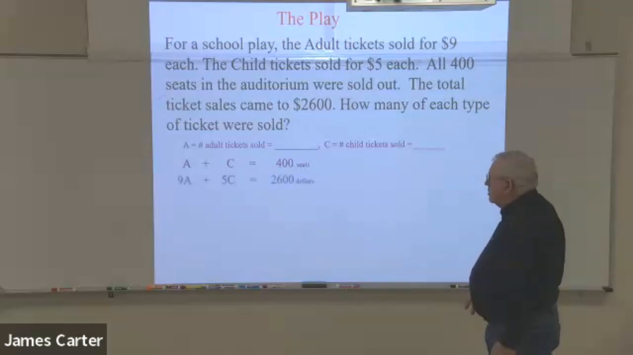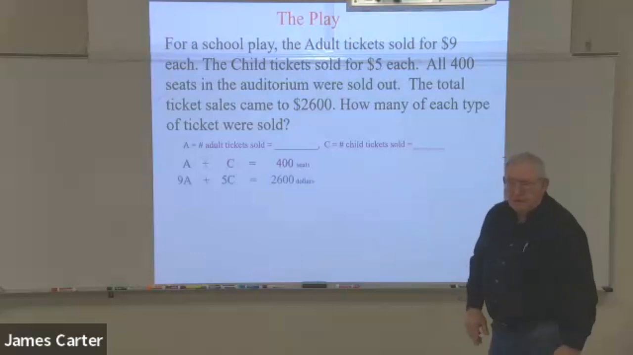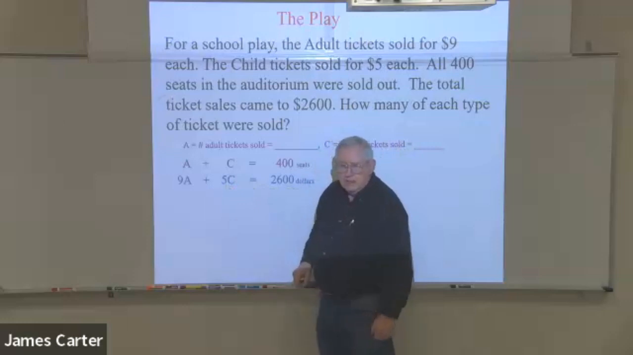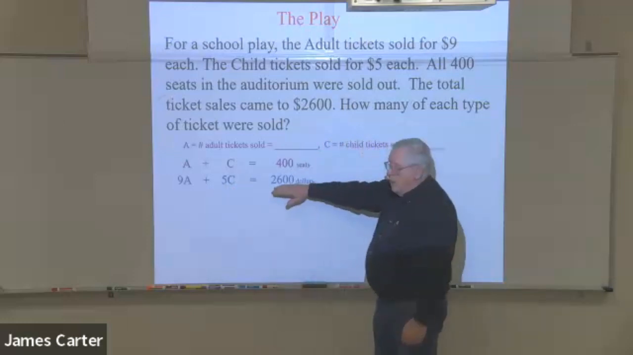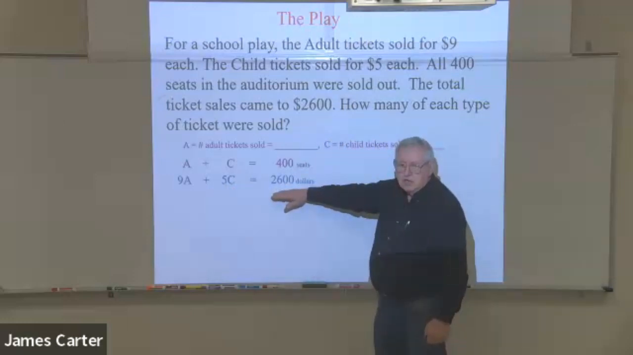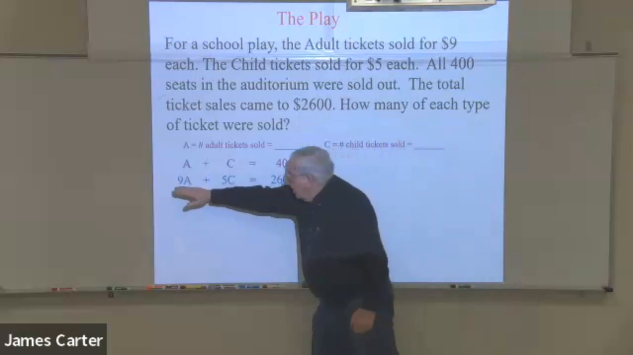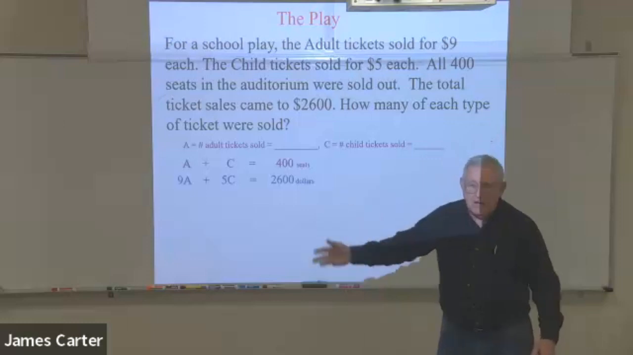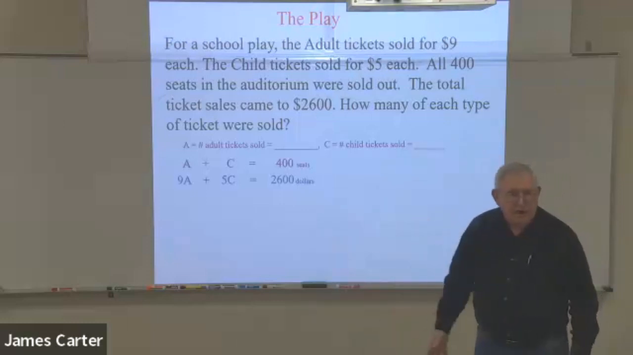Well, the adult tickets cost $9 a piece. The kid tickets cost $5 a piece. And the total revenue was $2,600 dollars. 9 times how many tickets? 5 times how many tickets equals the total money.